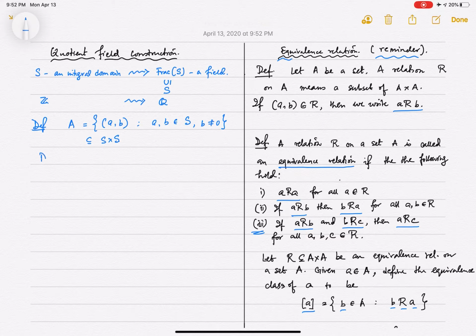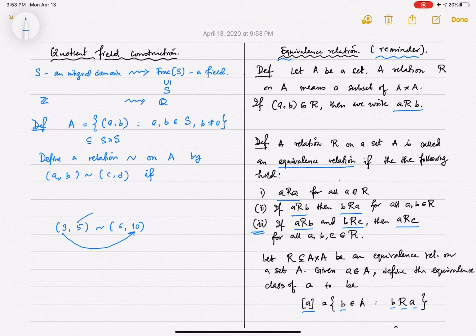And define a relation, I'm going to denote the relation like this wiggly sign, on A by: one pair is related to another pair if, let's see, you want to say that 3 comma 5 is related to the pair 6 comma 10. Really the ratios are the same. How do I say that the ratios are the same only using the operations in Z? The way you say it is that this times that should be same as that times this, right? 3 over 5 equals 6 over 10 is same as saying 3 times 10 is 5 times 6. And that's purely a statement in terms of integers.